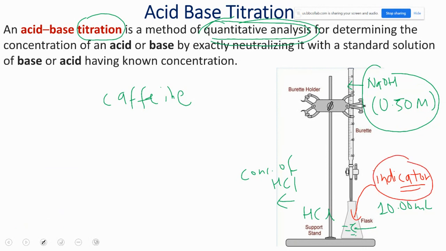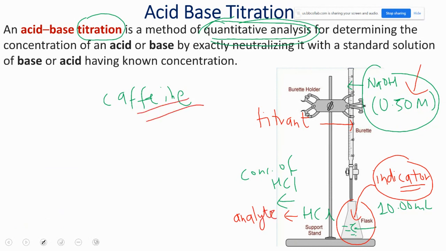Now, a couple of terminologies I want you to be comfortable with: the solution with the known concentration that's in the burette, we call that a titrant. And the solution whose concentration I'm trying to figure out, which is in the flask down here, we call that an analyte. In my earlier example of caffeine, where you're a chemist in a lab figuring out the concentration of caffeine in a can of Coke, my analyte is the caffeine in the Coke. And my burette, depending upon what I wanted to titrate with, might contain some other solution, but anything in the burette is going to be called a titrant.